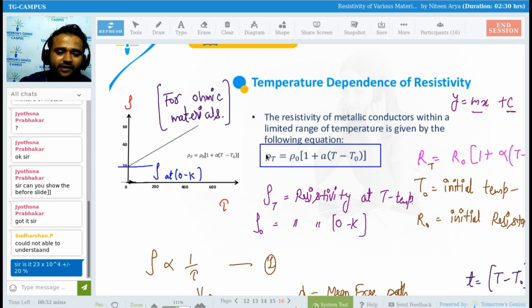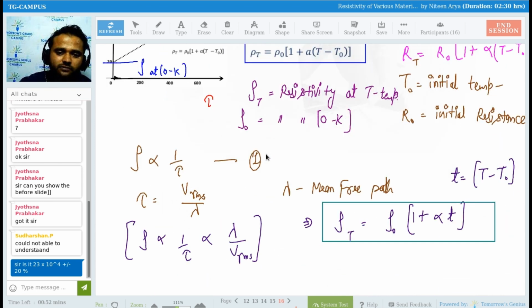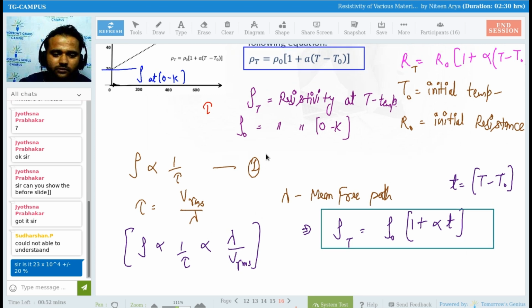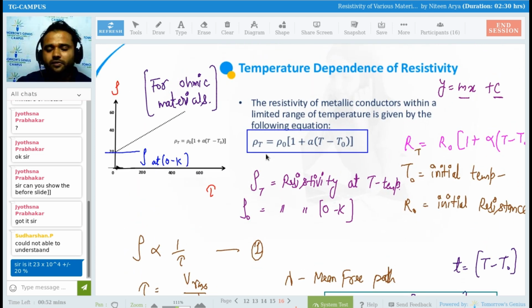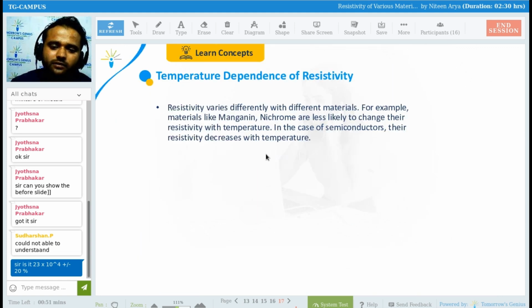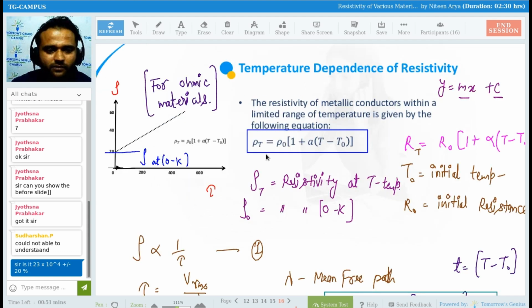And from where does it arise? It arises from here. In the previous class, we did this in great detail. Is this clear, everyone? Okay, should I move ahead? Everyone means everyone.